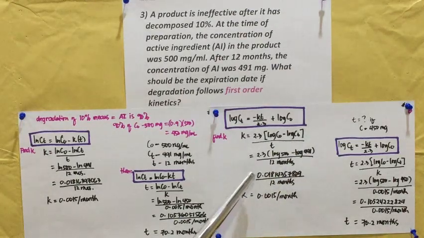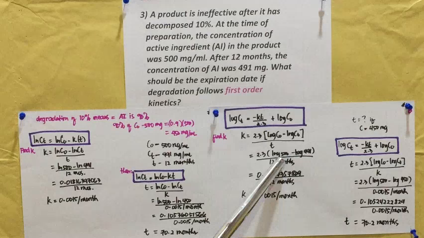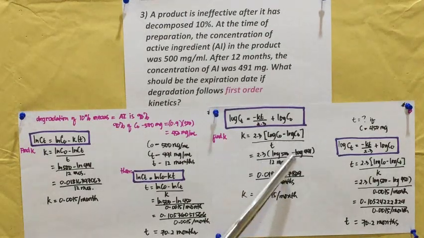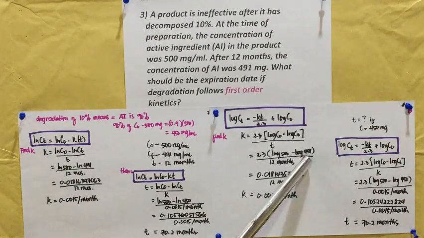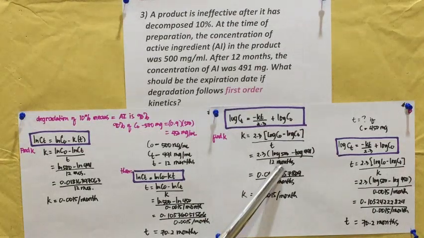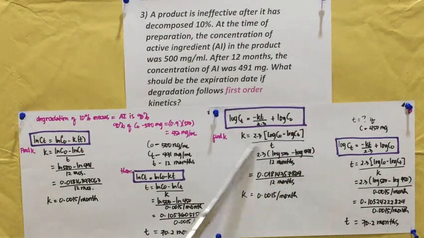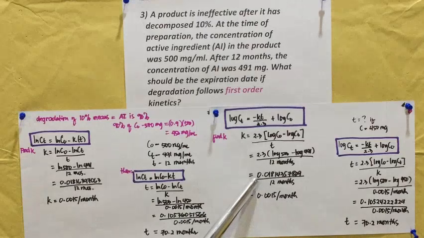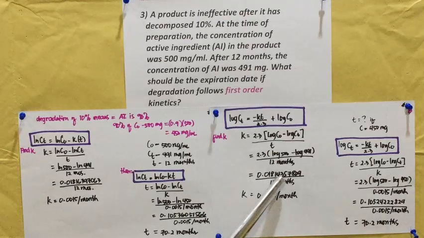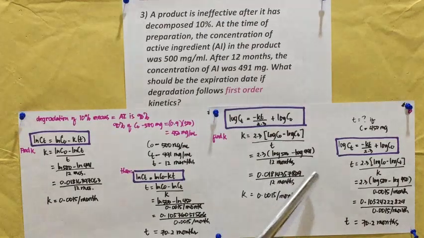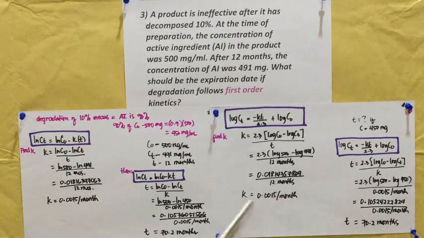So let's substitute 2.3 times the log of 500, which is our initial concentration, minus log Ct, which is 491, divided by 12 months. So this one will give us the value of 0.01814357809 divided by 12. So our K now is equivalent to 0.0015 per month.